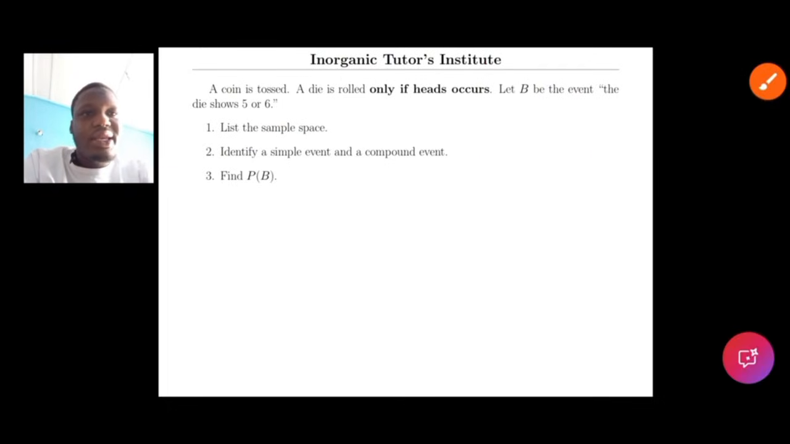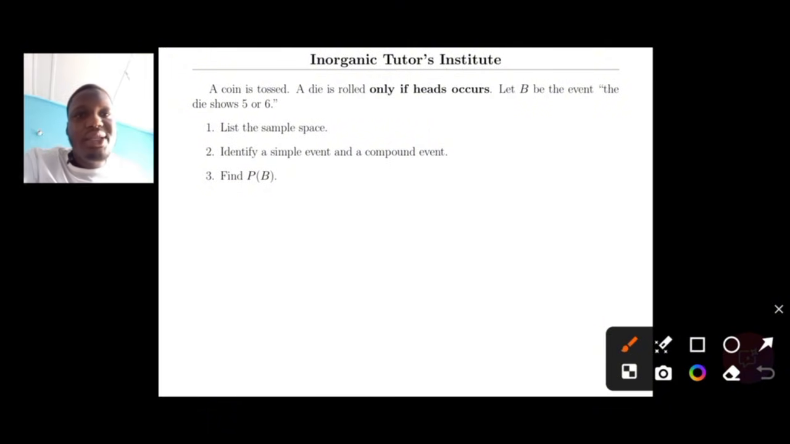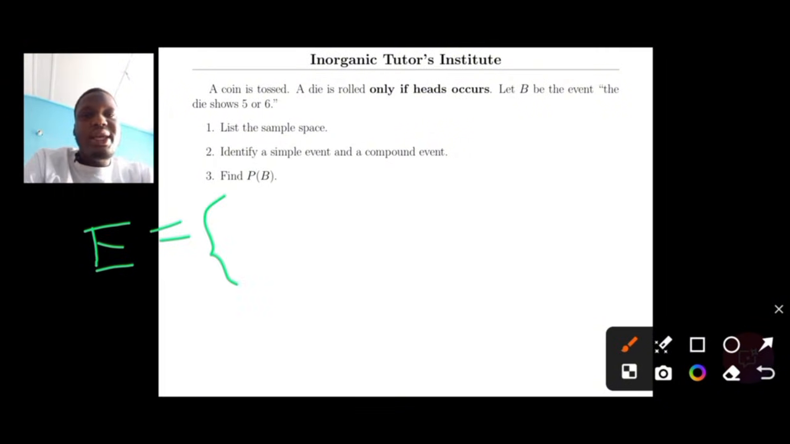We have the second question, which is to identify a simple event and a compound event. So clearly, from what we saw, let me use E. The easiest simple event is to say the event of getting T. It's very, very simple. Just one outcome, T.